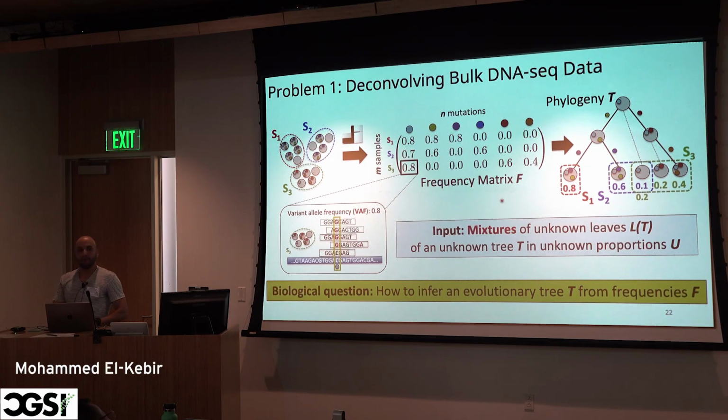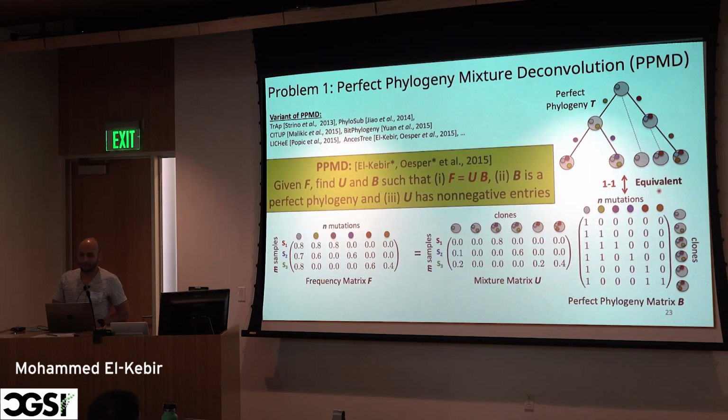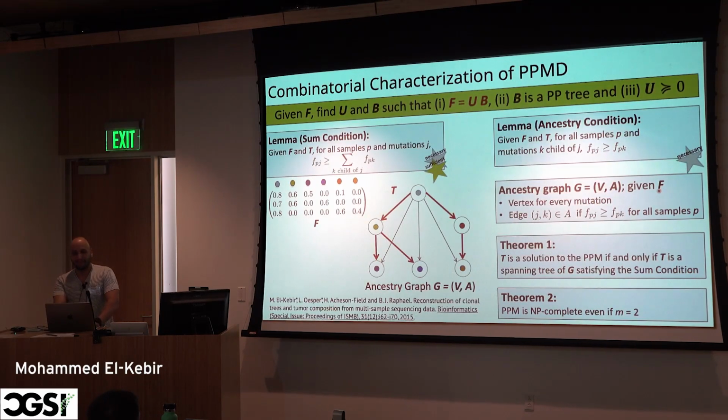And what we're trying to do in this problem is find a tree, deconvolve these measurements, such that we can explain this frequency matrix as mixtures of the leaves. And these are the mixture proportions that you see over here. So that's the high-level idea of the problem. And I'm going to skip all this. So there's a lot of math that's happening.